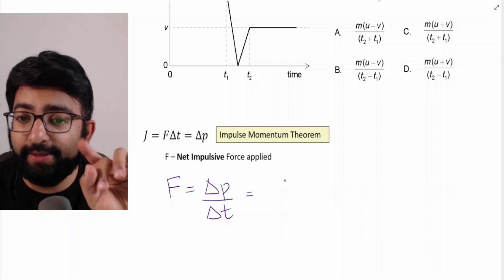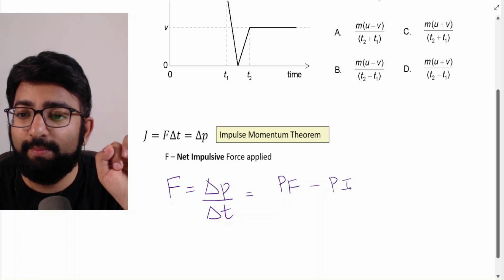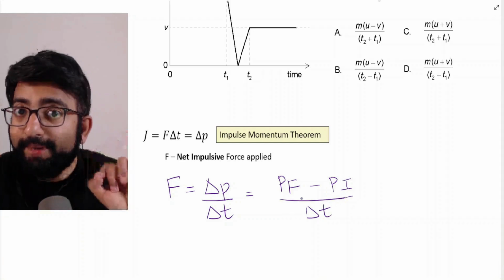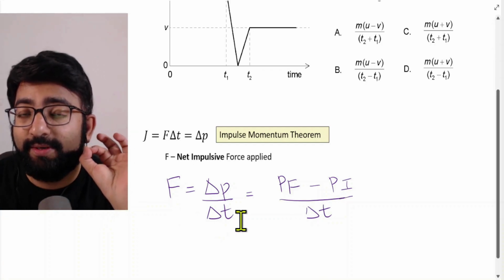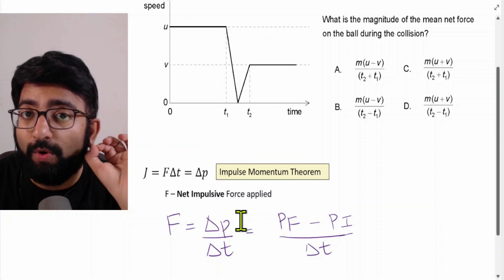Now, ΔP is the change in momentum. So let's write down final momentum minus initial momentum divided by time taken. But please note this Δt is the time taken during the collision. And how do we figure out the time of the collision?